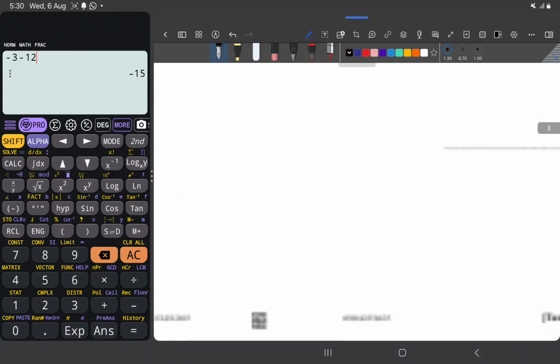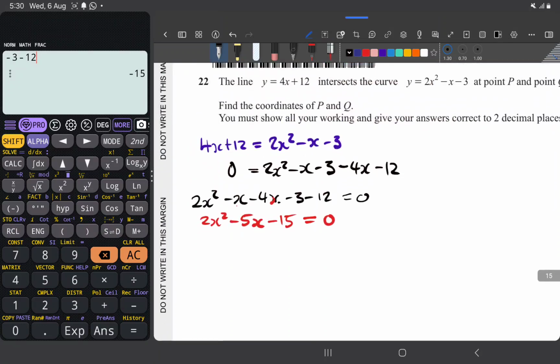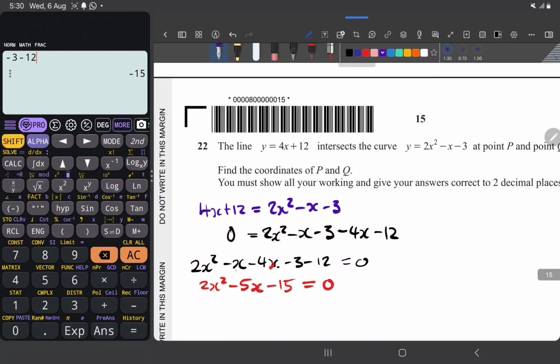So now let's go back and solve. Now I'm going to come back to my question. What is the quadratic formula? I can write it with a pencil first somewhere. It says x is equal to minus b plus or minus the square root of b squared minus 4ac all over 2a.